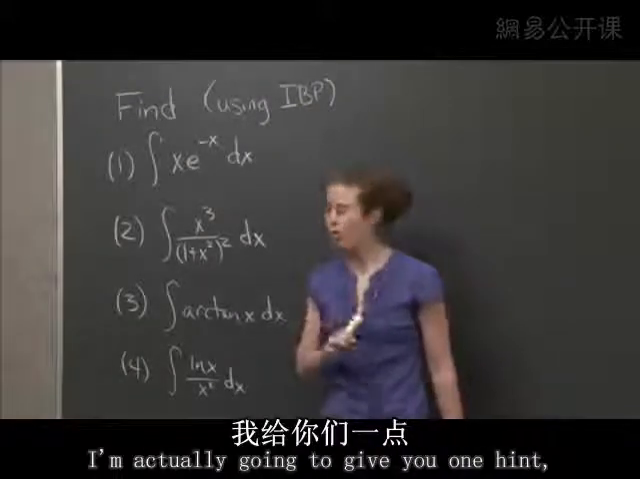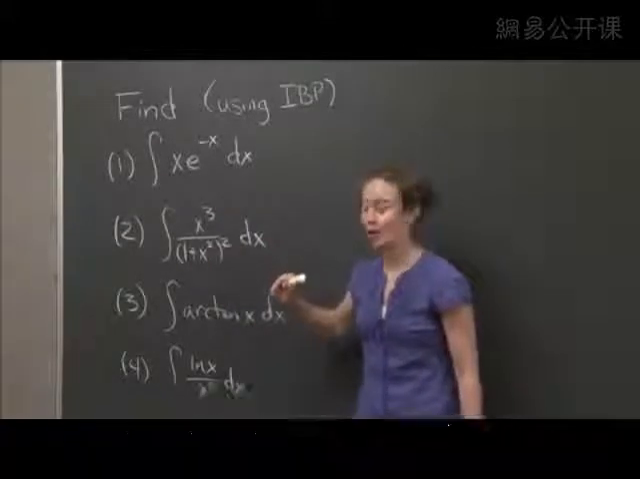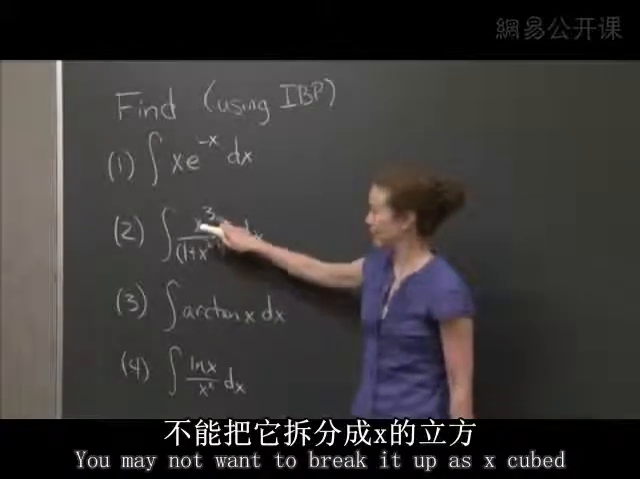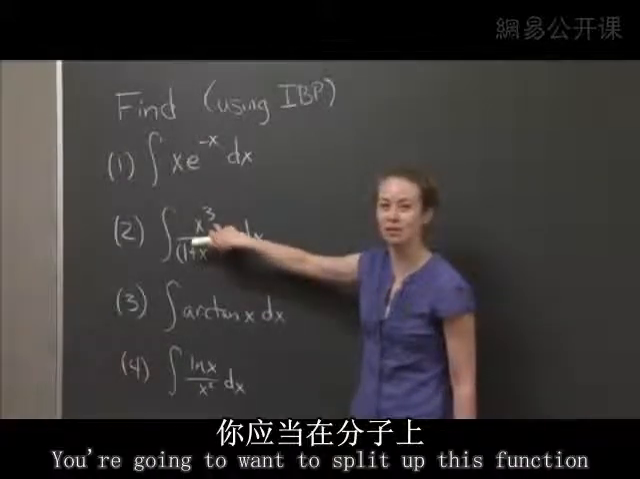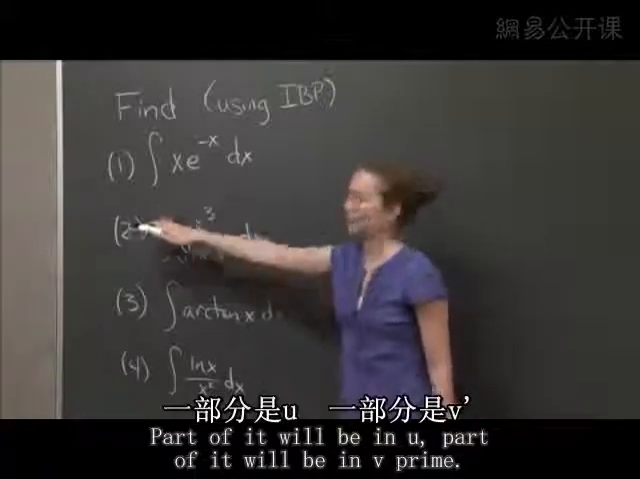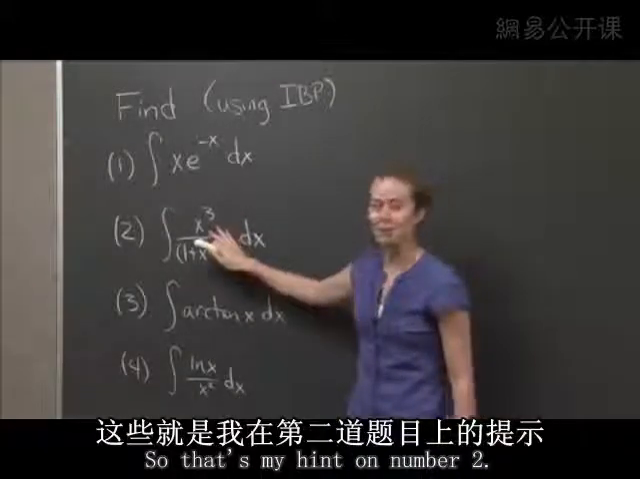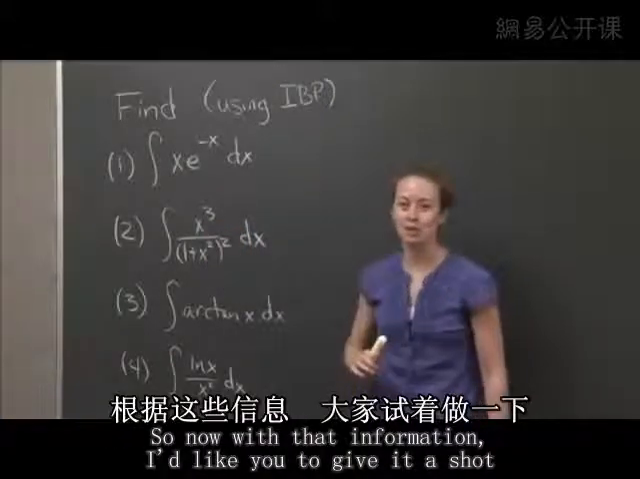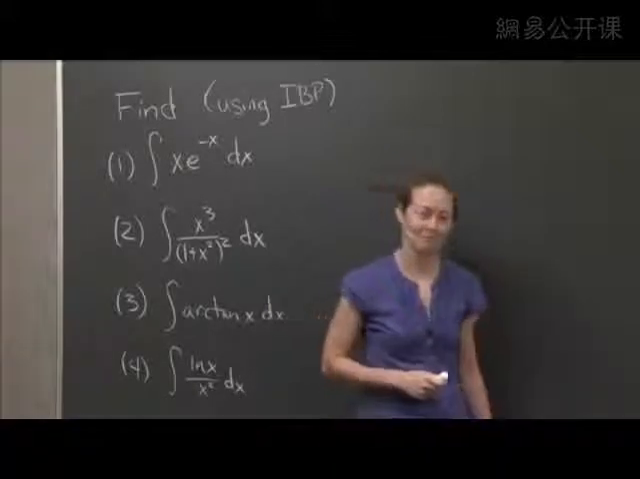I'm actually going to give you one hint, and that's that this one you may want to break up in a non-traditional way. You may not want to break it up as x cubed and 1 over this function. You're going to want to split up this function in the numerator. Part of it will be in u, part of it will be in v prime. So that's my hint on number 2. So now with that information, I'd like you to give it a shot, and then I'll come back and I'll show you how I do it.